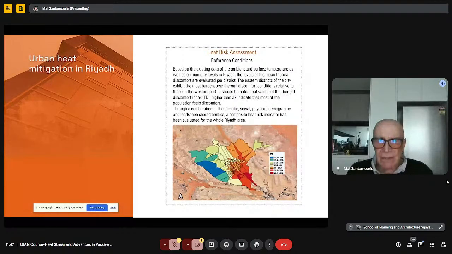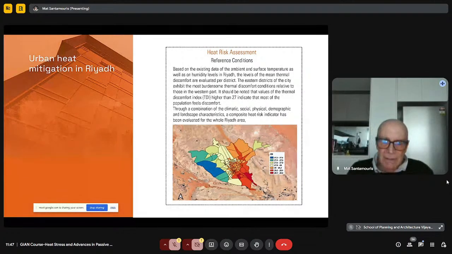We found that the eastern districts of the city have the most burdensome thermal discomfort conditions relative to those in the western part. The thermal discomfort index is higher than 27. That means that most of the people feel discomfort. But this is something that is well expected because, in Riyadh, everyone is living under air conditioning. So we have designed a map of the thermal discomfort and a heat risk assessment for the city of Riyadh, as you can see there.